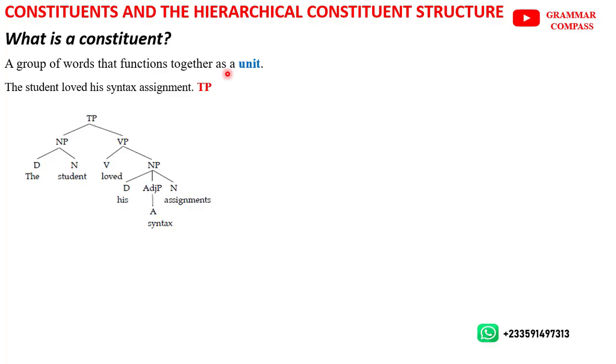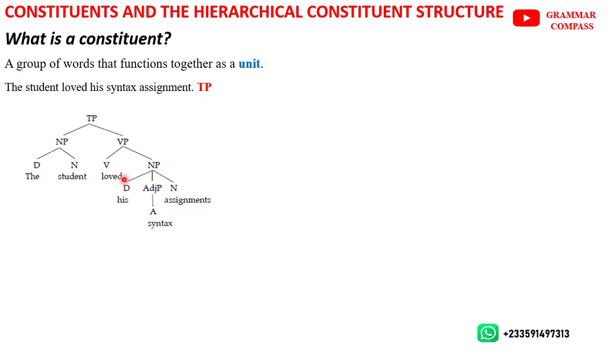But remember that one constituent may be larger than another constituent, and constituents are normally embedded in each other. As we have explained, the noun phrase and the verb phrase are constituents, but they are embedded in a larger constituent called the tense phrase, that is the sentence. In the same way, the determiner and the noun, the student, are also constituents that are embedded in a larger constituent, that is the noun phrase. That is the meaning of a constituent.